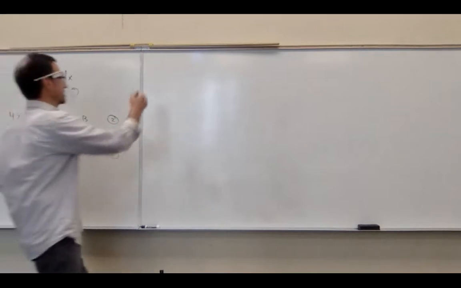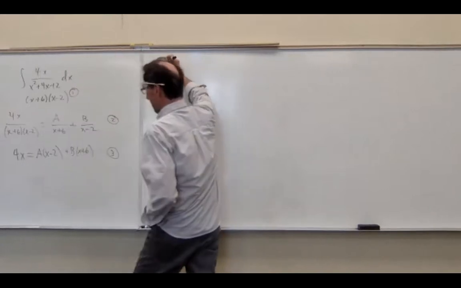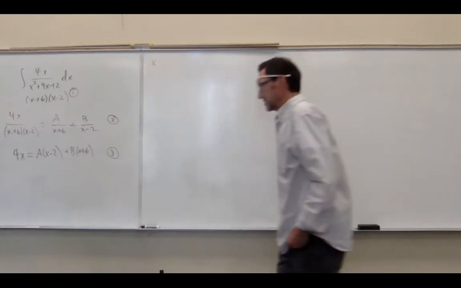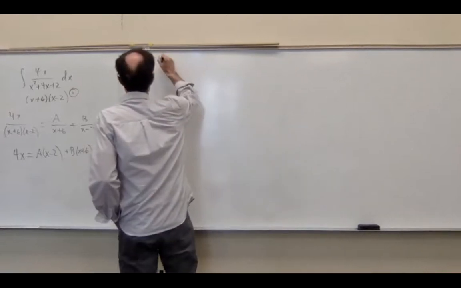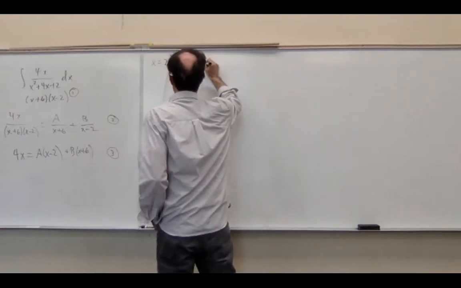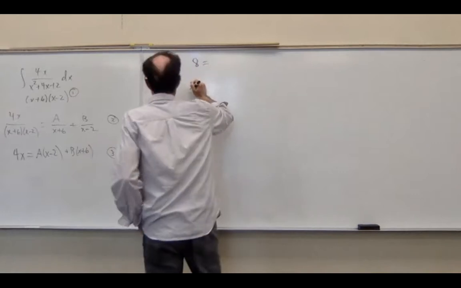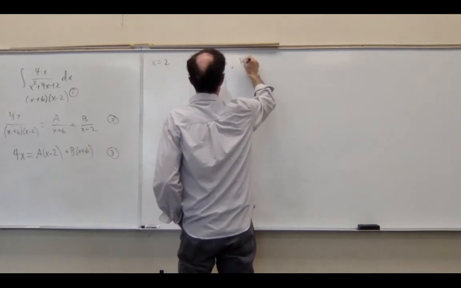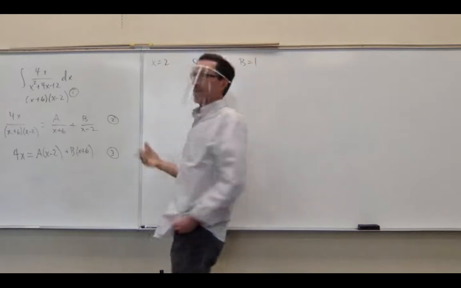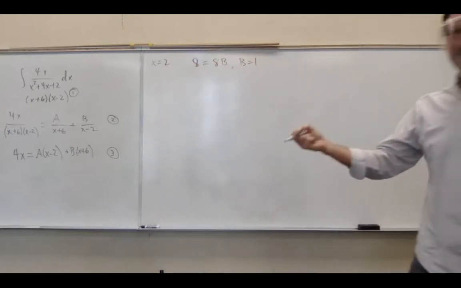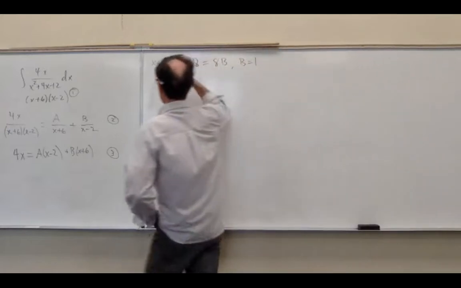Because we're case 1, we can just plug in a well-chosen value. And what's a good value, Noah? 2. 2, an outstanding value. On the left, I get 8. On the right, I get 8b. So what's b? Okay, everybody with me? You agree with my equation? 8 equals 8b. All right, and then what do we do?